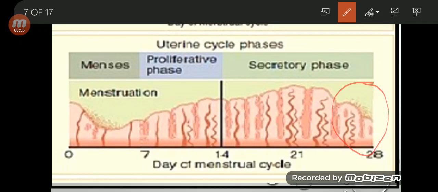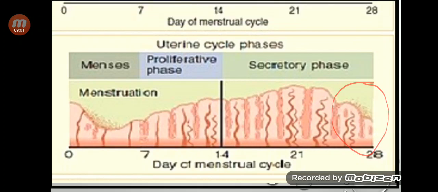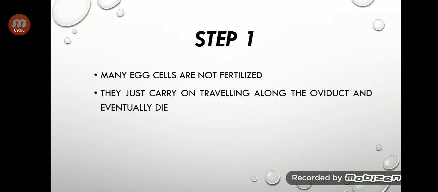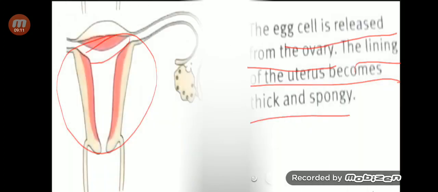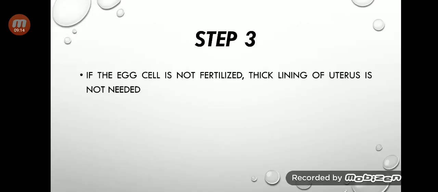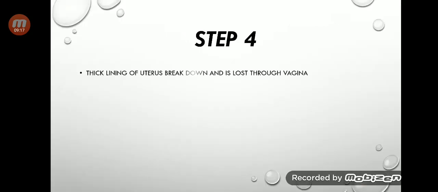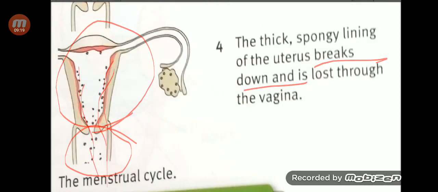So what will happen in step number 4? When the egg cell is not fertilized, the uterus lining is not needed. So it will break down and come out of your body through the vagina in the form of blood and sometimes lumps of blood. So now you know why you get periods or menses every month, because your body gets ready for pregnancy. But if you don't get pregnant, the uterus lining breaks down and it causes menstruation.